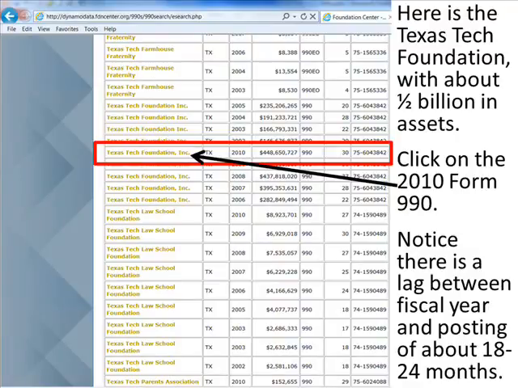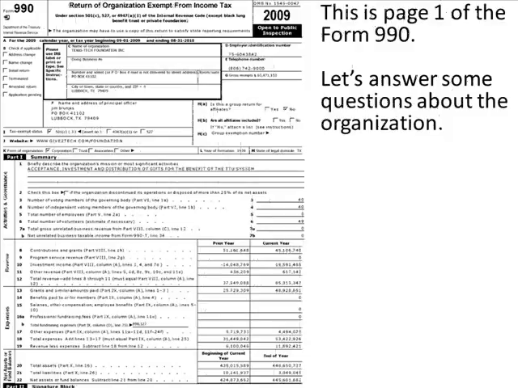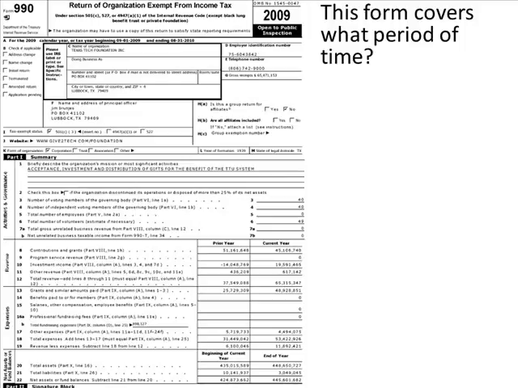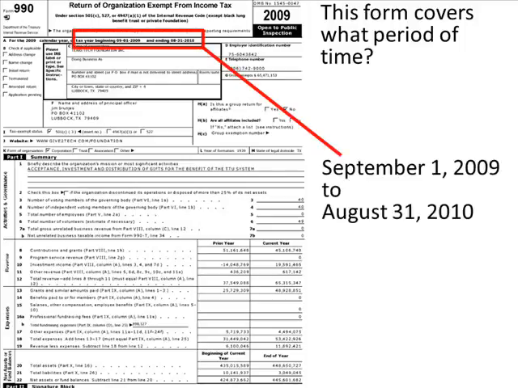Notice there is a lag between the actual fiscal year end and posting online of about 18 to 24 months. Here's page 1 from that Form 990. We can answer some questions about the organization. What period of time does this form cover? We just look at the top of the form and it tells us this particular form covers from September 1st to August 31st, 2009 to 2010.